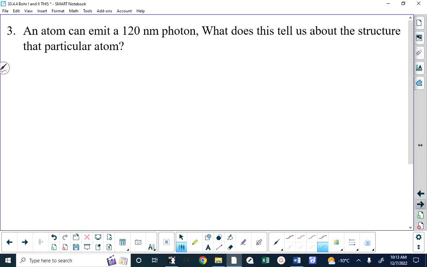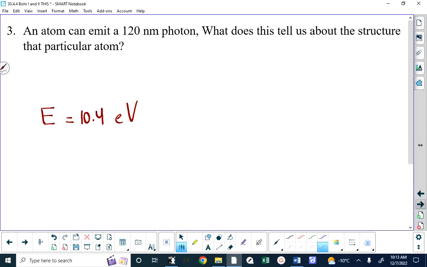An atom can emit a 120 nanometer photon. What does this tell us about the structure of that atom? Well, we want to think energy, so I'm not even going to write down how we do this. I would like you to calculate the electron volt energy of this photon that the atom is capable of emitting. And I know it's going to be a little bit more than 10. 10 point what, Ashley? 10.35. So I'm going to round that to 10.4 eV.